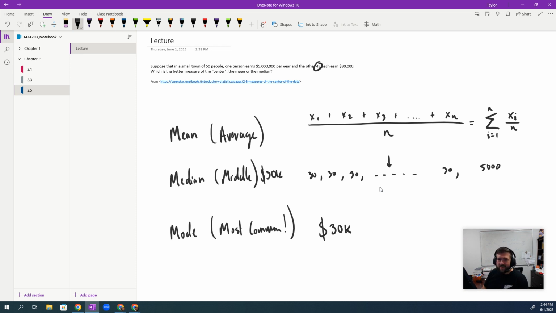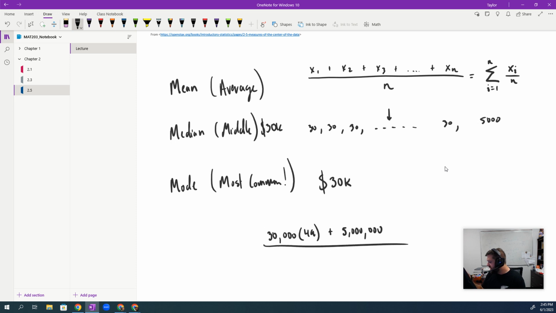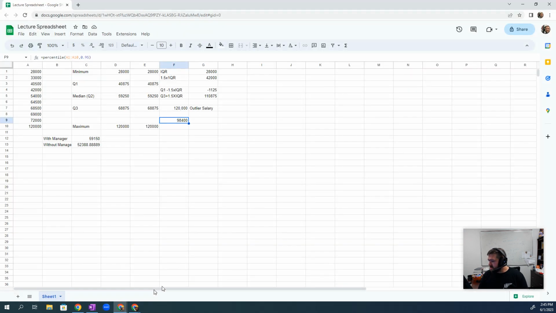Now, what's the average? Okay, well, I don't want to calculate this by hand, but we can shortcut it just a little bit. Instead of adding up 30,000 49 times, we can just do 30,000 times 49 plus one copy of 5 million. And then divide by the total of 50 values. And there's absolutely no reason to do that by hand.